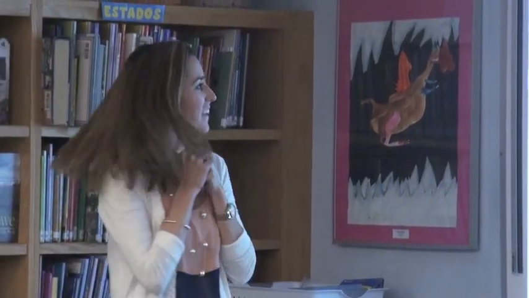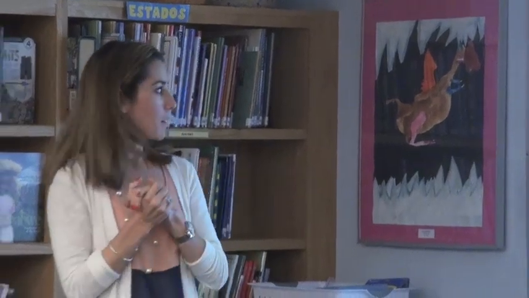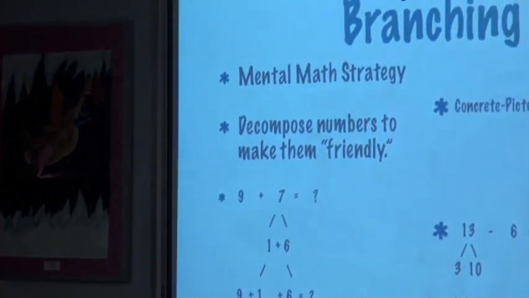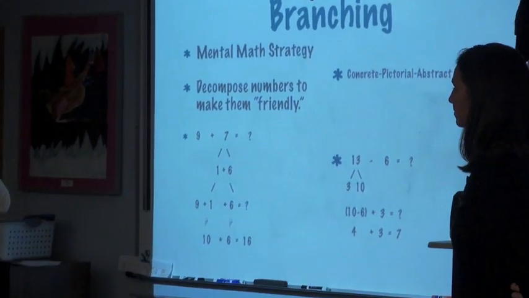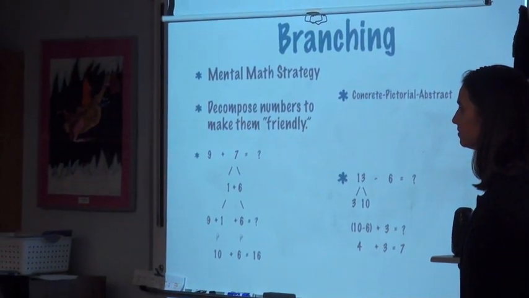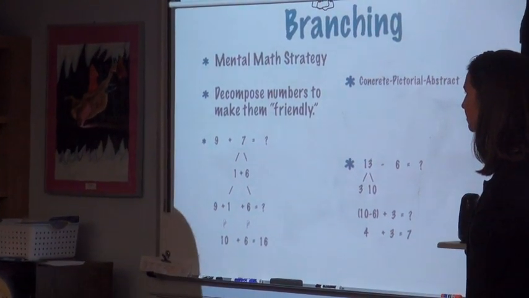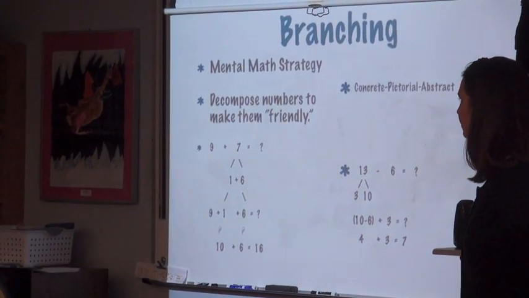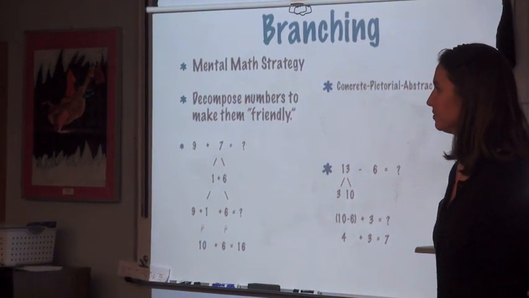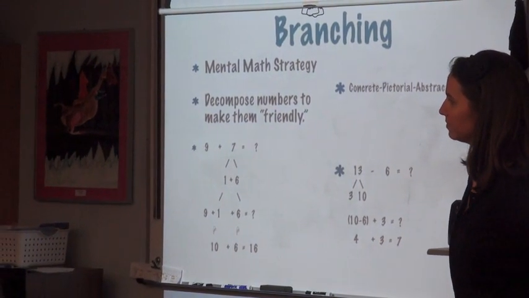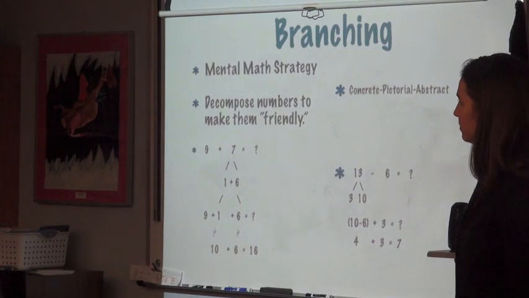Okay, perfect. Thank you. Okay, we're going to talk a little bit about branching. This is a mental math strategy that we teach them. It's really trying to get them to eventually do this in their head, which a lot of us already do. We say, I make it easier by making a 10 or pulling 10 out and then adding the leftovers. We're going to go through a couple together.